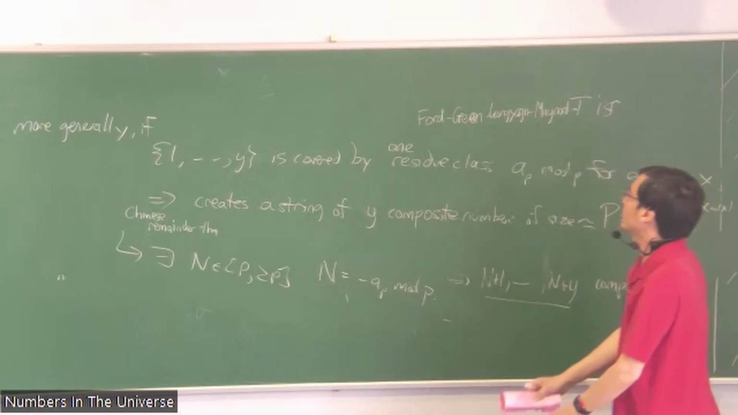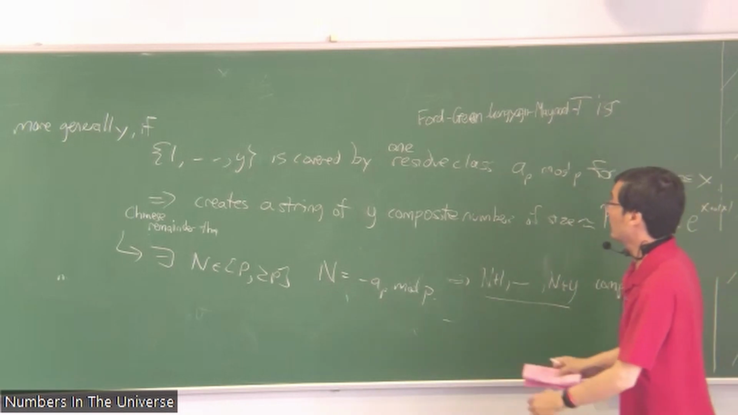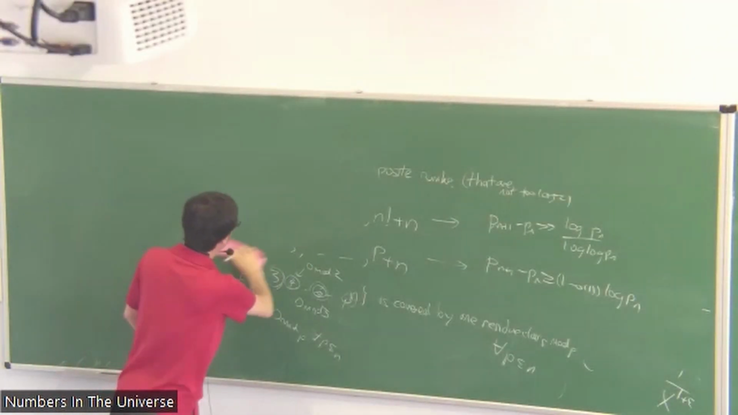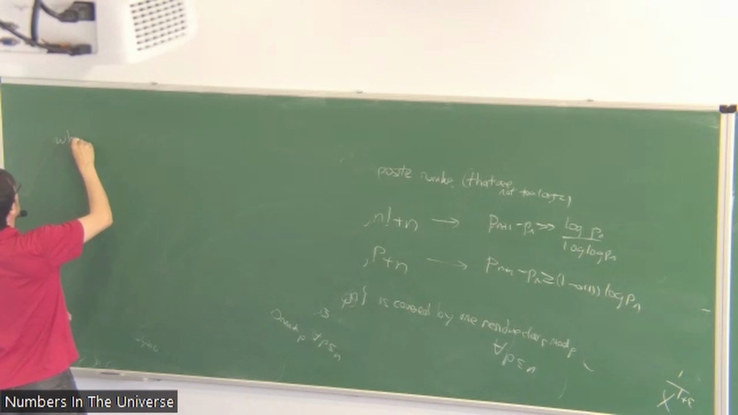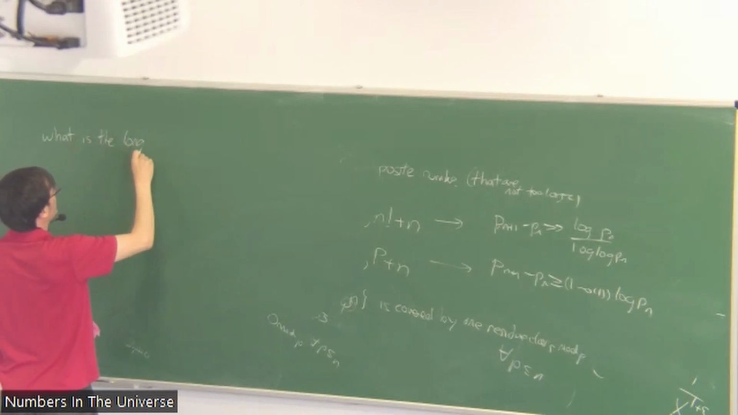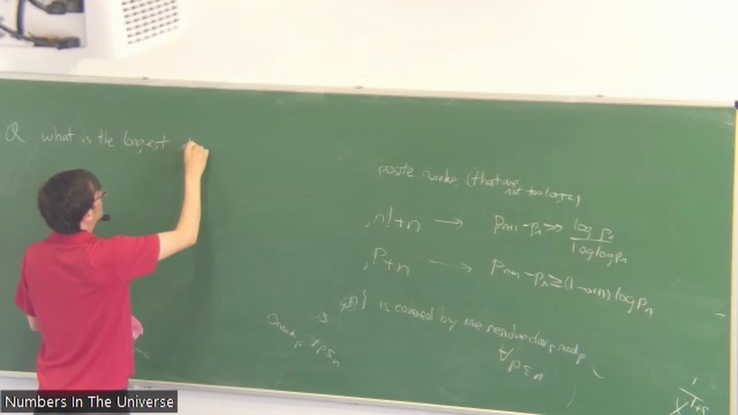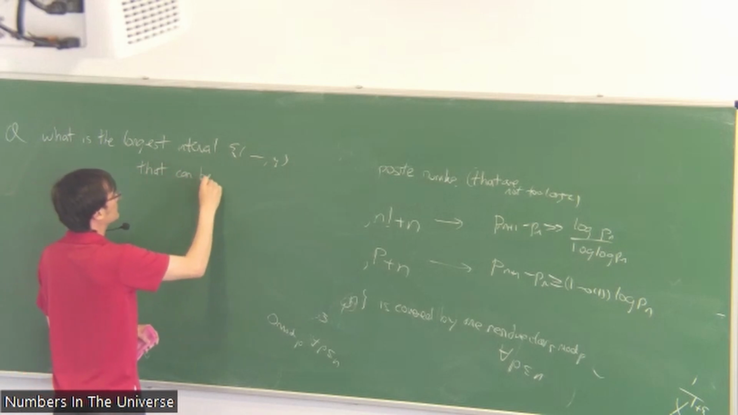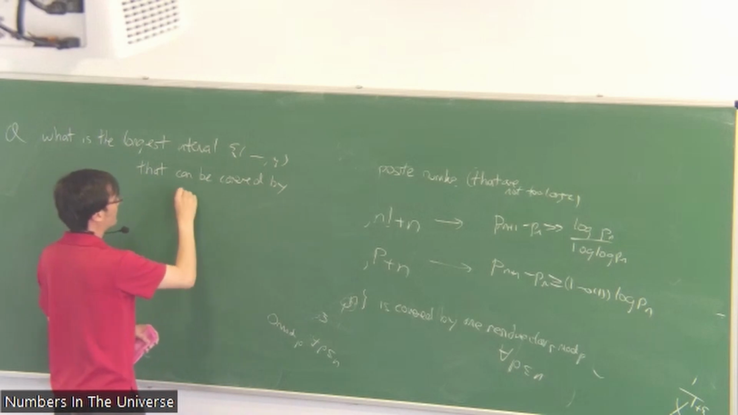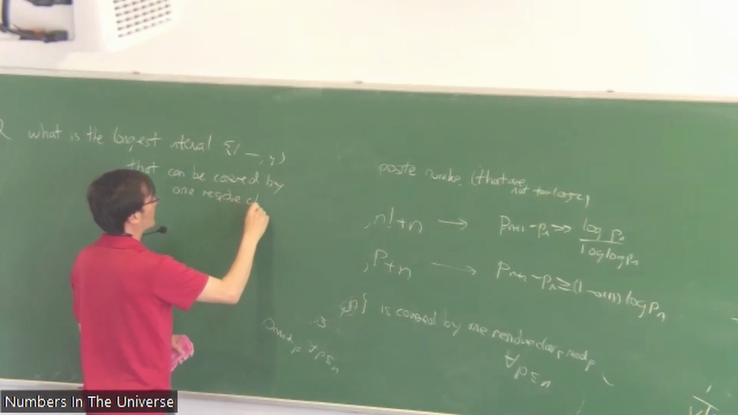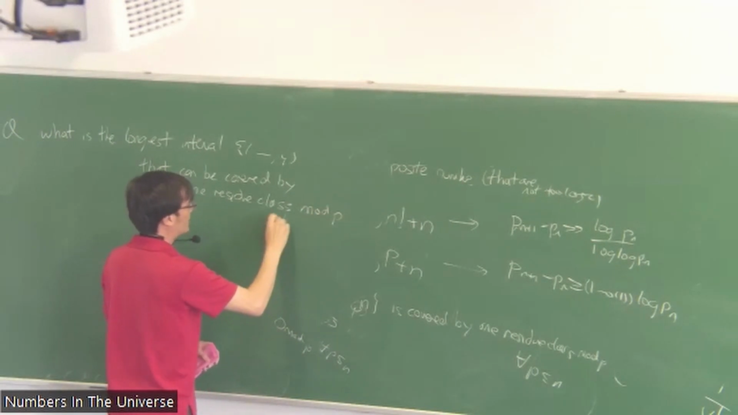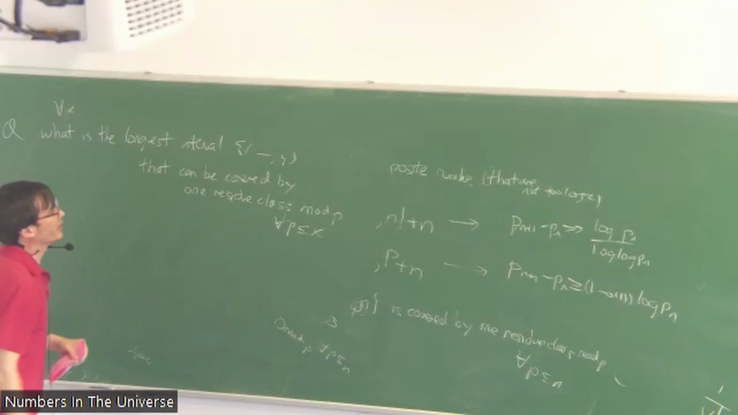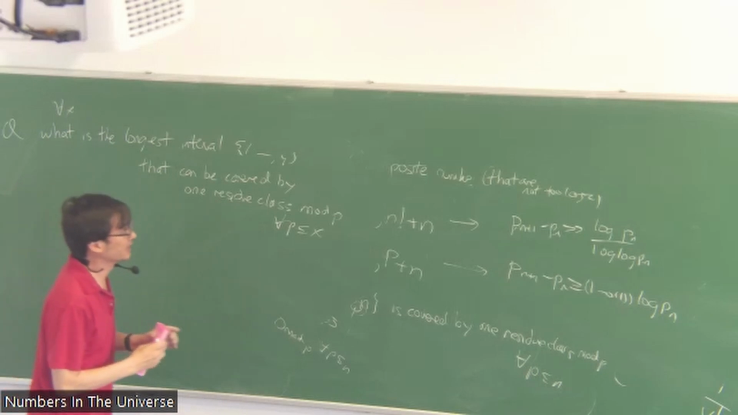So once you have the observation, the question now becomes a covering problem. With this observation, the question is, what is the longest interval, 1 to Y, covered by one residue class mod P for all primes up to X? So for any X, what's the largest Y such that you can cover the interval from 1 to Y by using one residue class mod each prime up to X?